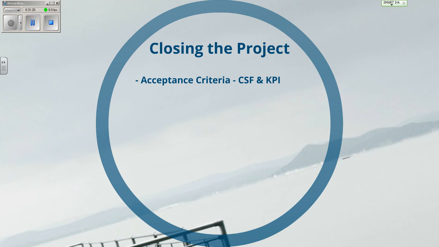So, one of the first and one of the most important things to look at during the final stage of your project is your acceptance criteria. Part of which will be your critical success factors and your, yeah, I'm getting good with the acronyms now. Learning the jargon.